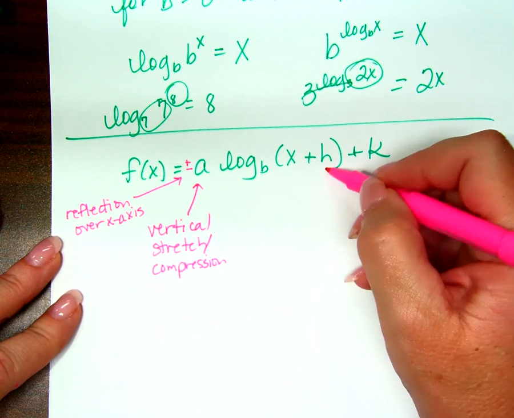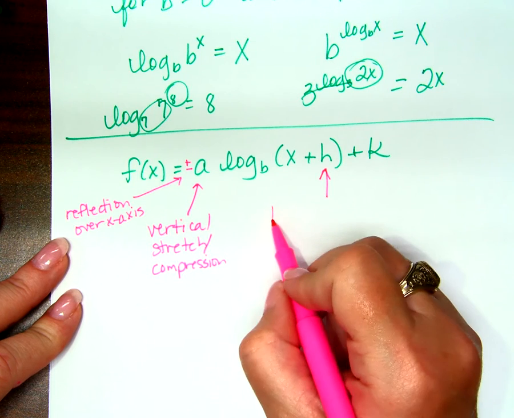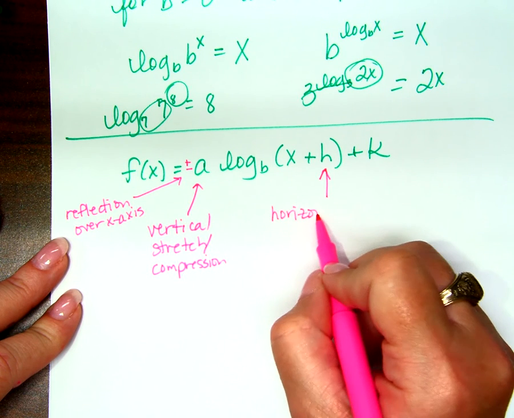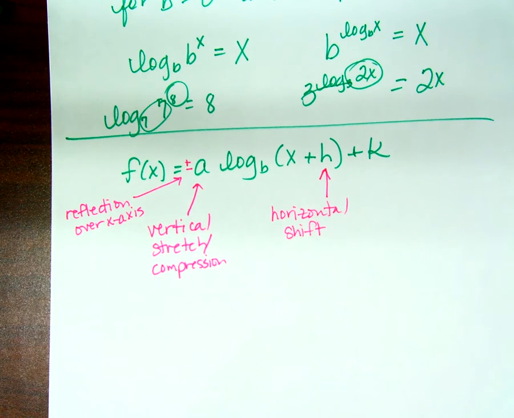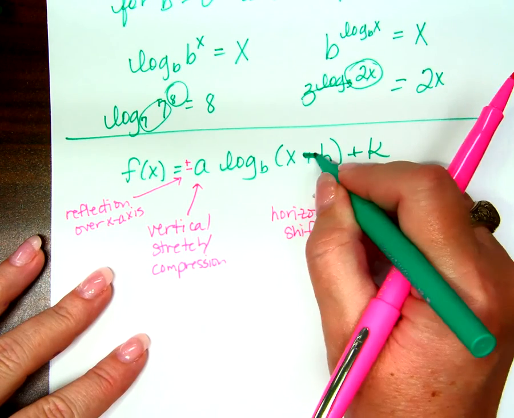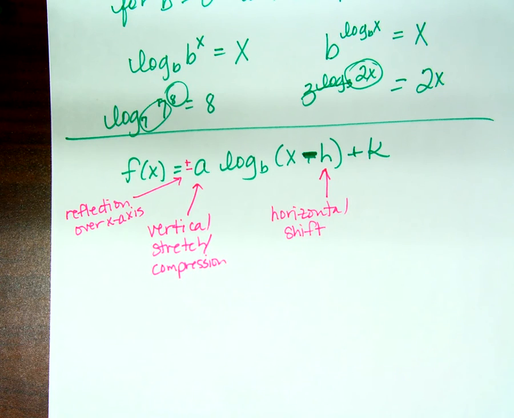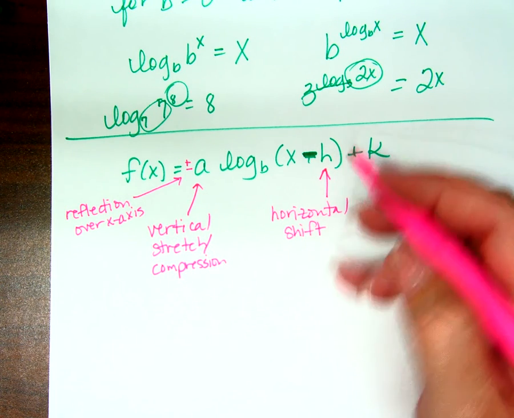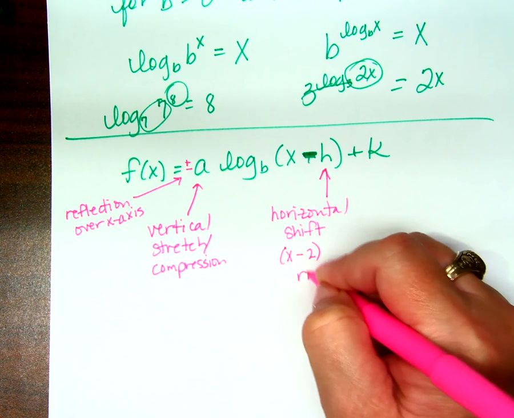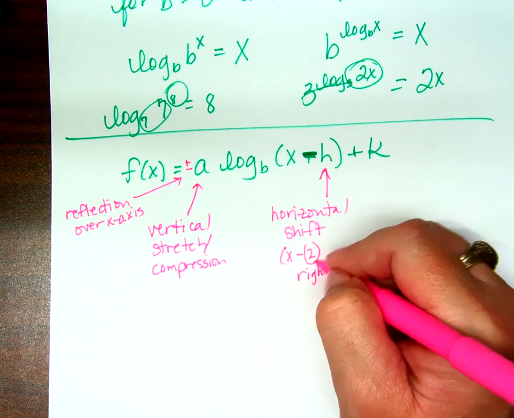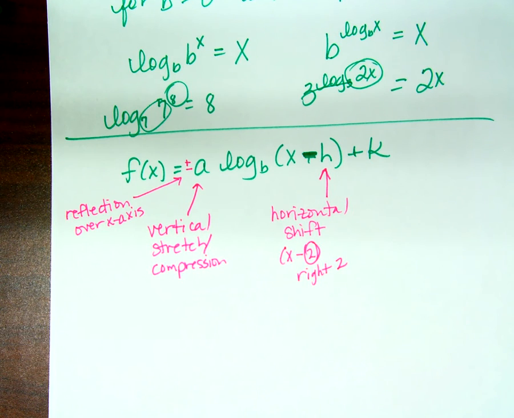Okay, if it's inside, this H, what is that going to cause? Can I change something real quick because I wrote it wrong? This should be a minus. Remember, the H is the direction it tells us to go. So if it says x minus 2, we actually go right 2, because my H value is 2. Does that make sense?